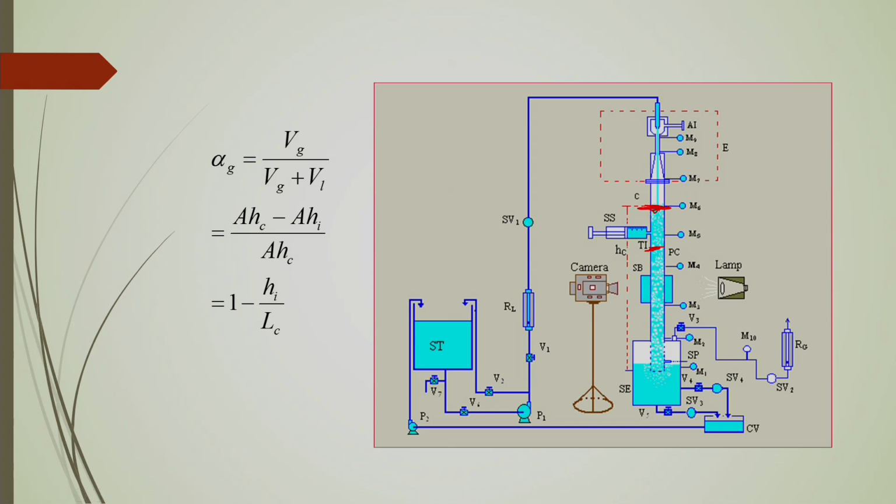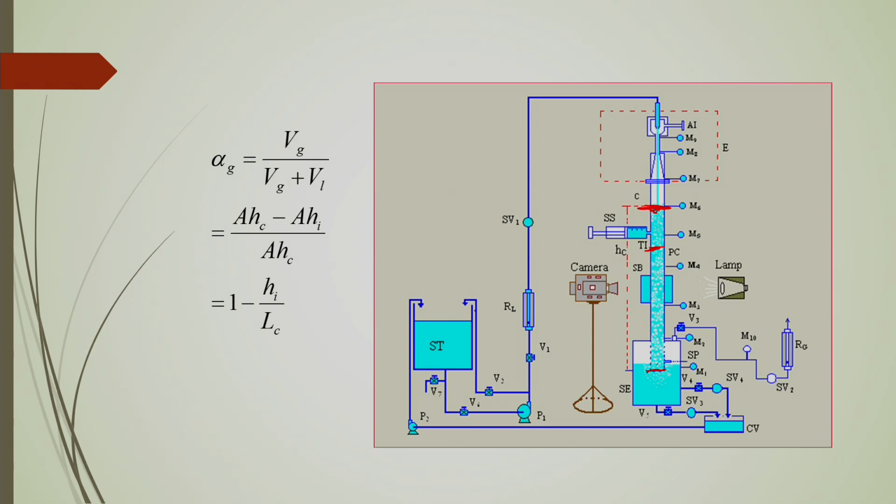Now, at that particular condition, if you take this measurement of height, then you can easily calculate the volume of that gas-liquid mixture. You can calculate the cross-sectional area of the column and the height of this gas-liquid mixture, and then the volume is simple: A into AC, supposing the gas-liquid mixture height is AC. That will be your total volume of gas-liquid mixture.